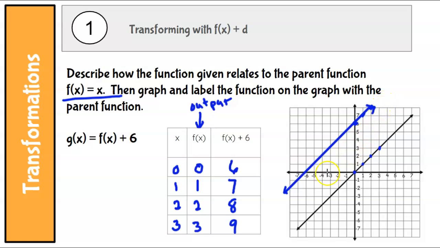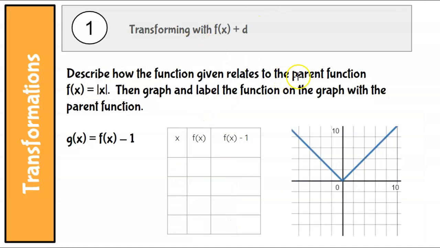You can't see 2, 8, 3, 9. You can't see that on the graph. But we're adding 6 to the outputs, and that's why it moves it up, because that's a change in the y value if you're talking about outputs.